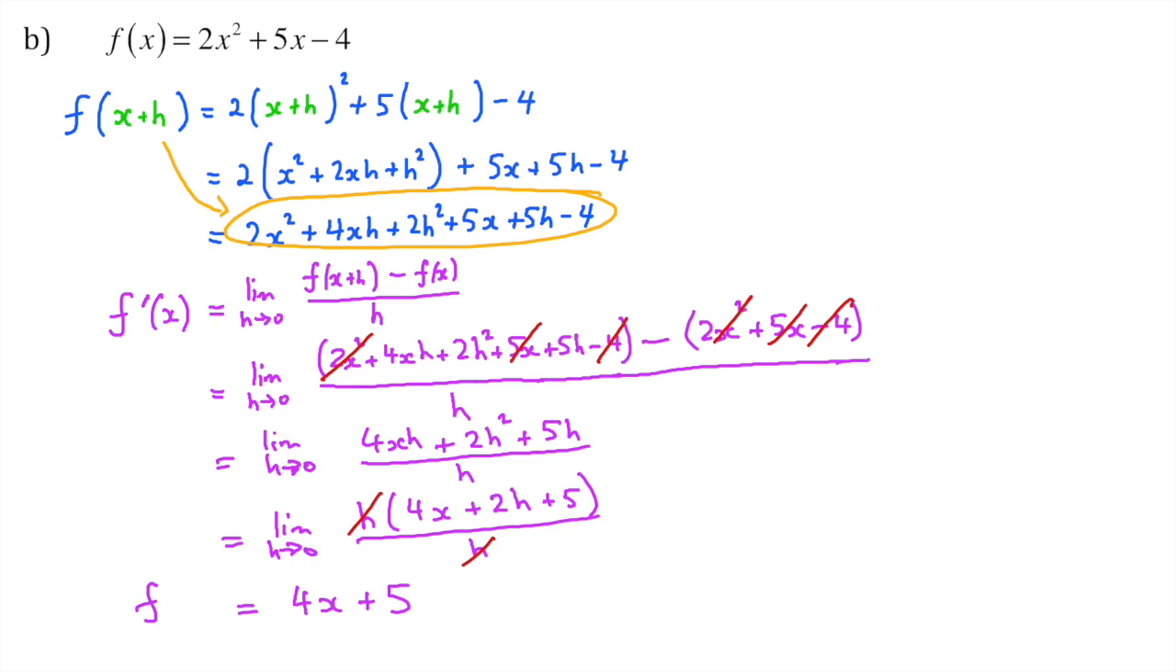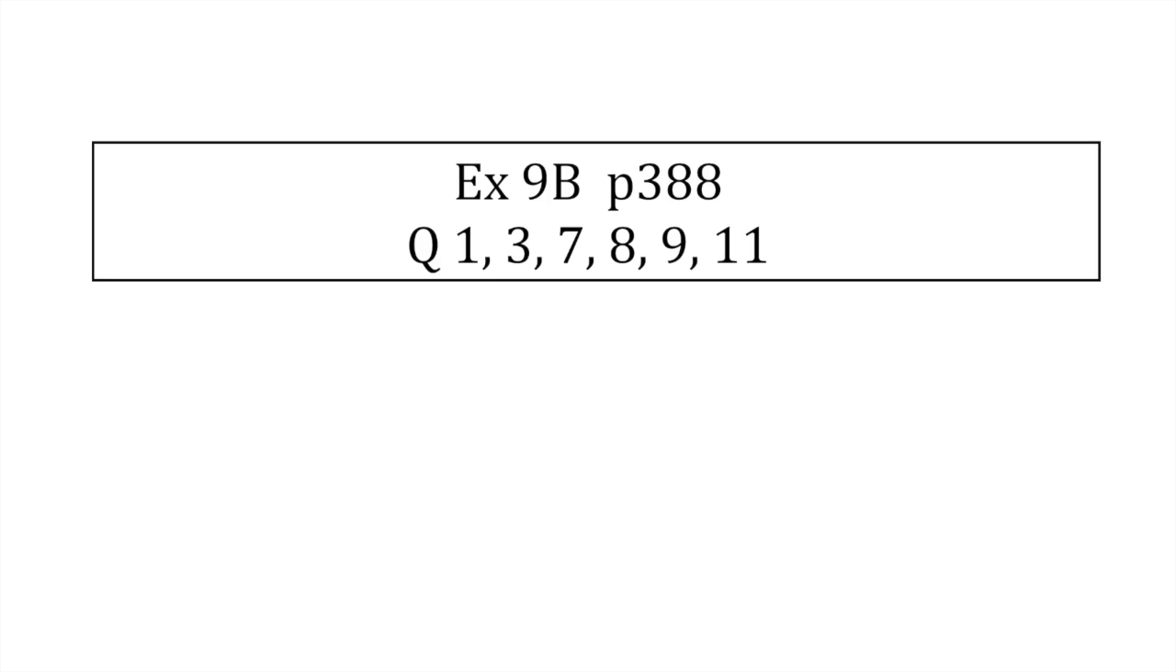And that is what the derivative is, 4x plus 5. So that's the process you need to go through, remember. First of all, find what f of x plus h is, then plug into the formula and follow it through. See how you go. Enjoy.